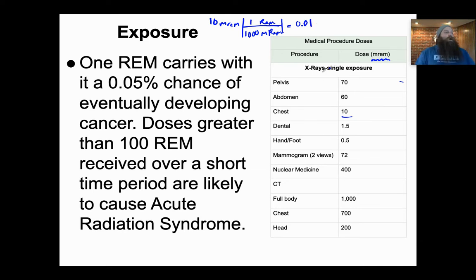0.01. There we go. So I would need 100. All right, this is 100th, so 100th of a rem. I would need 100 chest x-rays to get 1 rem. So I would need a lot of chest x-rays to get greater than 100 rems. If I looked at, say, a full body scan, that's 1,000 millirems. That's 1 rem. So I would have to get 100 full body CT scans in order to have a greater chance of getting acute radiation syndrome. So going to the doctor, getting a scan, not necessarily a bad thing.